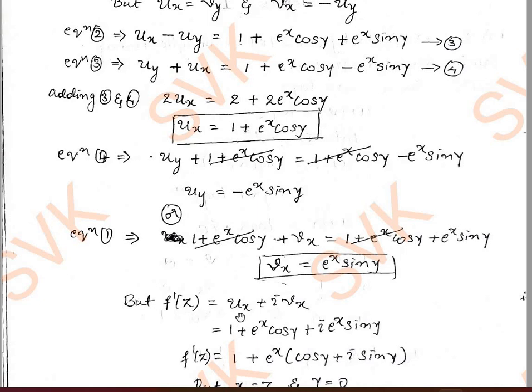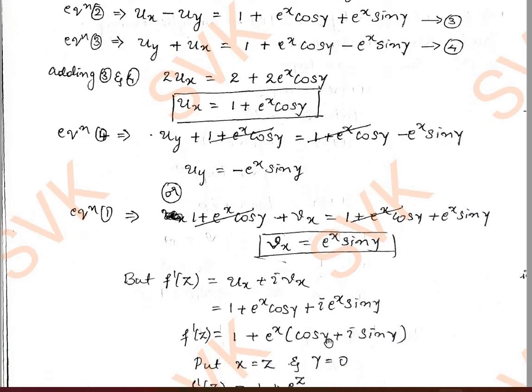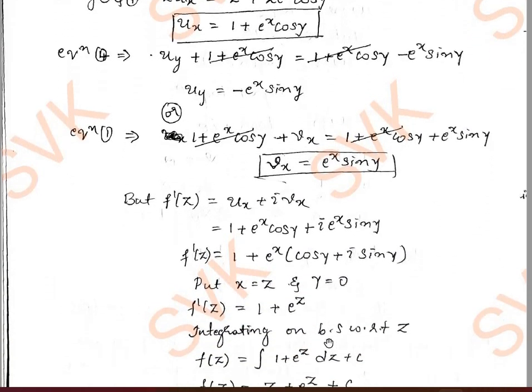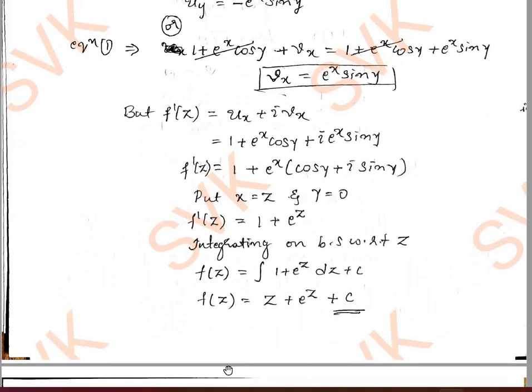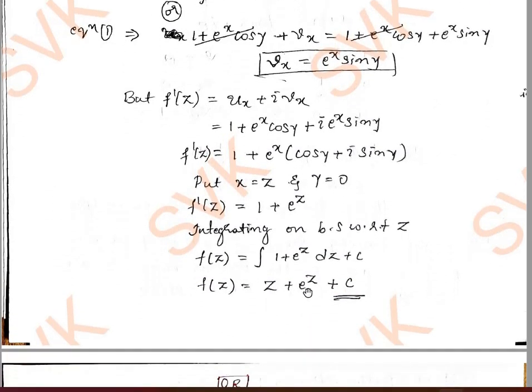Then f dash of z is defined as ux plus ivx. Substitute that ux value and vx value. So taking e power x common and substituting x equal to z and y equal to 0, we get f dash of z as 1 plus e power z. Then integrating on both the sides with respect to z, f of z is equal to integral of 1 plus e power z dz. Integral of 1 is z and integral of e power z is e power z plus c, which is the required solution for the given function.